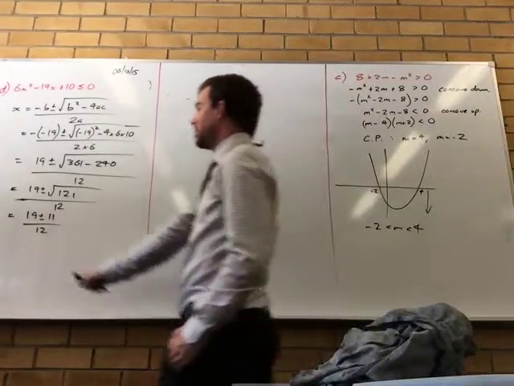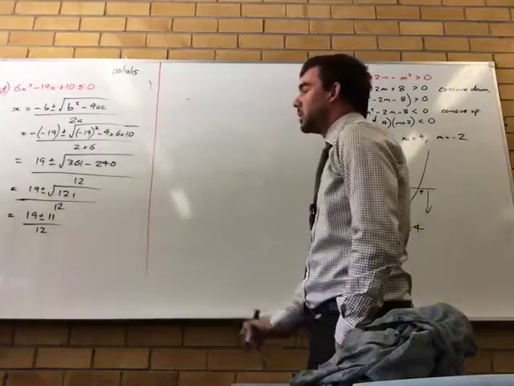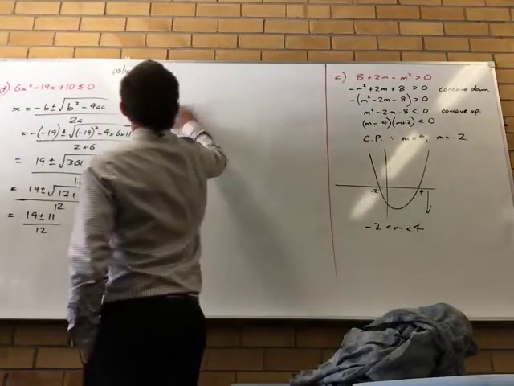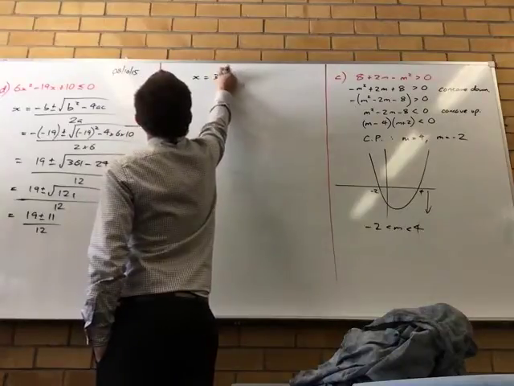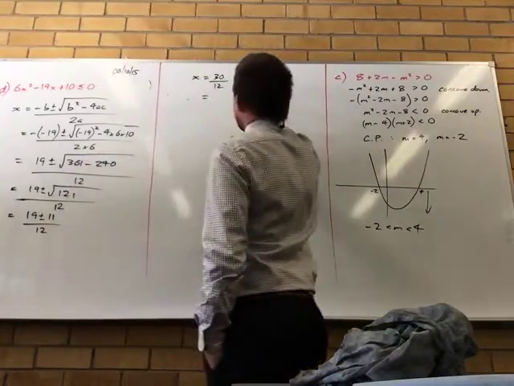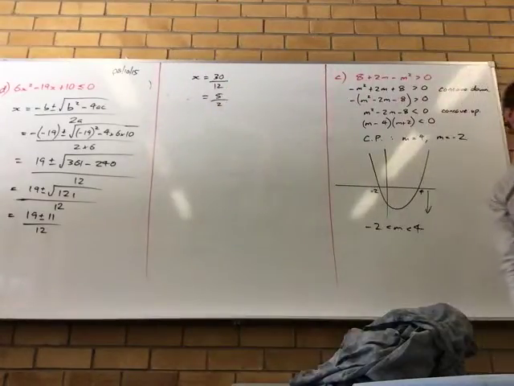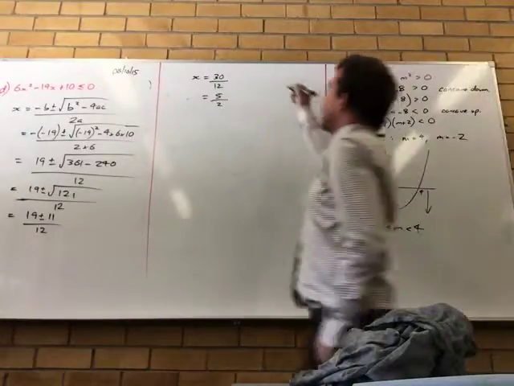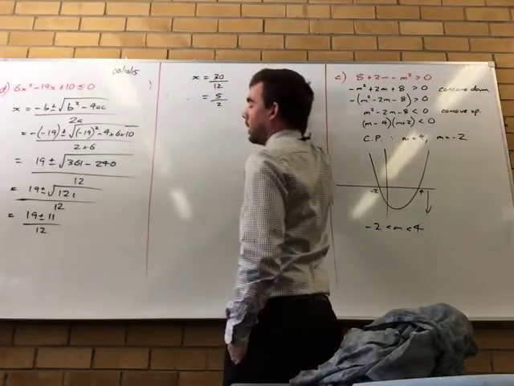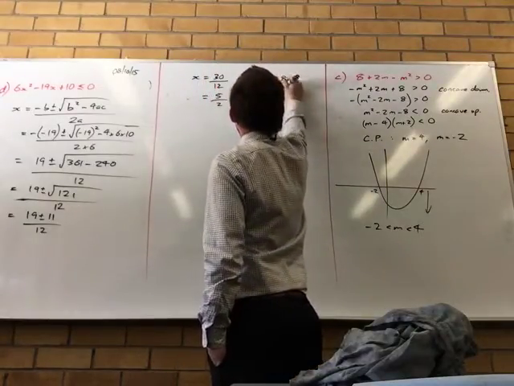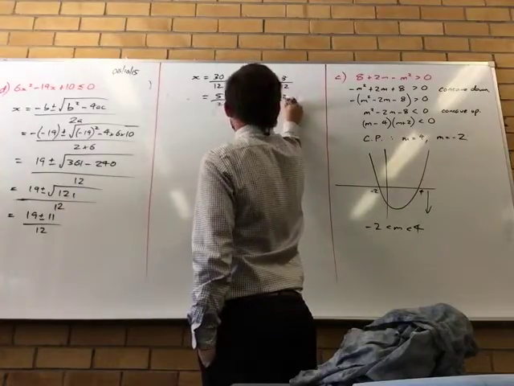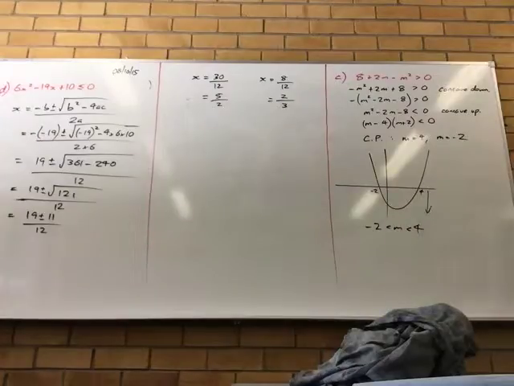So we've got 2 solutions to consider. 19 plus 11, which is 30, divided by 12. Both have a factor of 6, so 5 over 2. Remember, fractions are always in the simplest form, unless told otherwise. And then you've got 19 take away 11, which is 8. So there's your benefit of using your quadratic formula straight away for these questions.